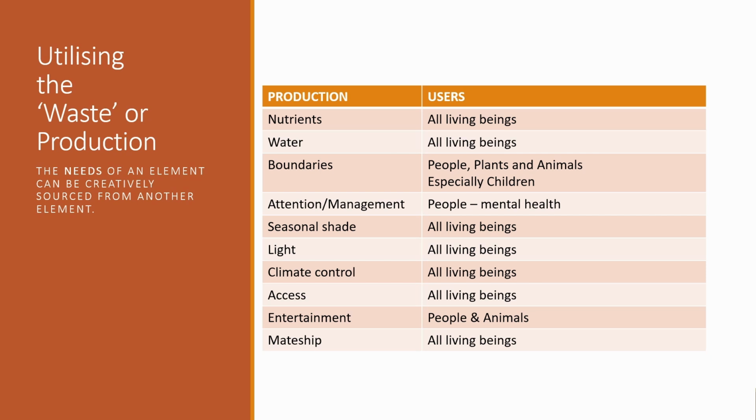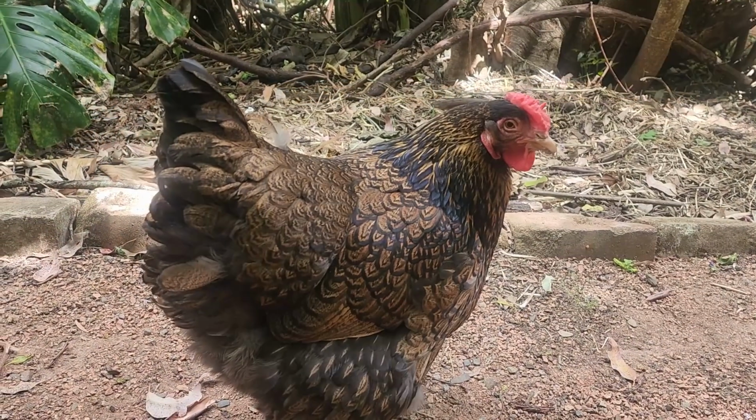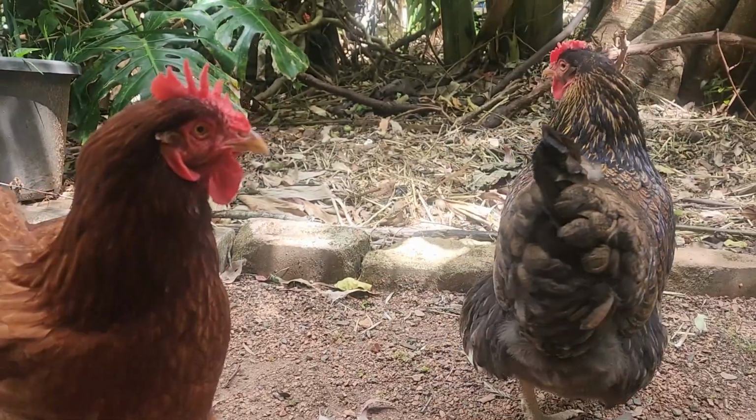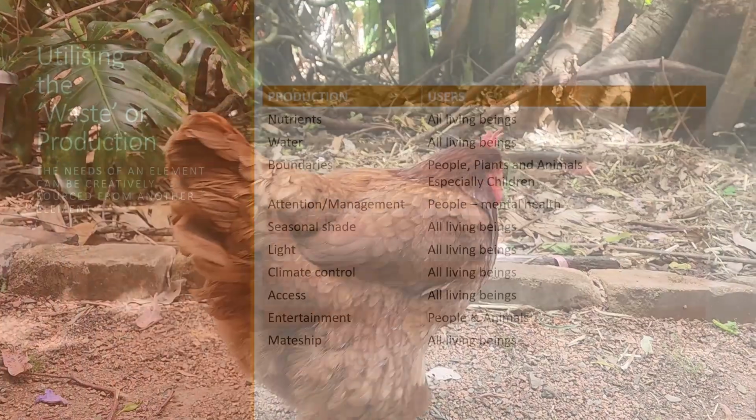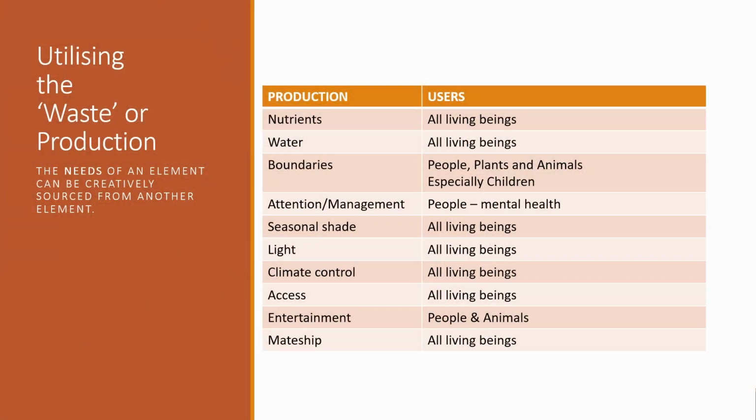An element that supplies access would be a gate. Entertainment, definitely for some people, they're entertained by chicken. And mateship, yes, to the other chickens and sometimes to other pets. That's just a good example from a chicken.